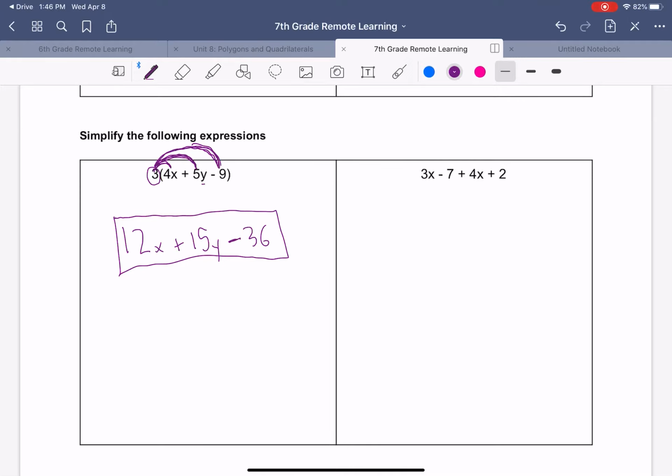Okay. Next, we're going to be combining like terms. There's no parentheses, so no distributive property. So just look for my like terms. I've got 3x plus 4x. 3 plus 4 is 7, so I have 7 x's total. And then I've got a negative 7 plus 2. So negative 7 plus 2 is going to be negative or minus 5. So 7x minus 5.